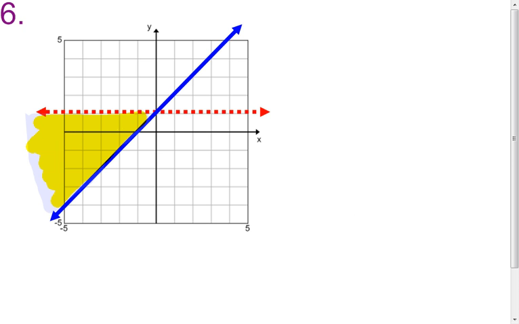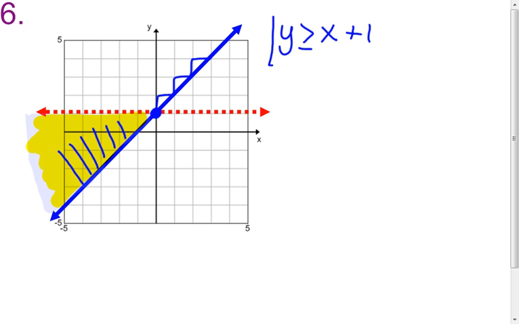So the blue line crosses the y-axis right here at 1, and it has a slope of up 1, right 1, up 1, right 1. So the blue line would go y. My slope is 1 over 1, which is 1x, crosses the y-axis at 1, so plus 1. The shaded area is above that blue line, so it's greater. And it is a solid line, so it does need to be underlined. So there's my blue line.